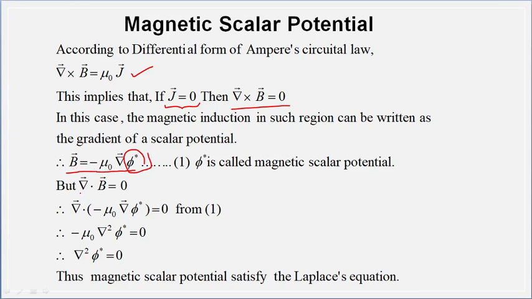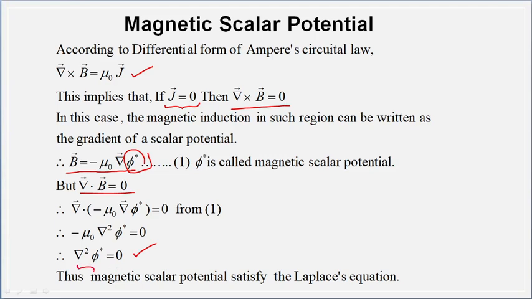One more thing is here, del dot B equal to 0, Gauss's law in magnetostatics. Then here we substitute B equal to minus mu naught grad of phi star. So this minus mu naught comes out, and this is equal to 0. So del square phi star equal to 0. This is Laplace's equation. So this phi star also satisfies the Laplace equation.